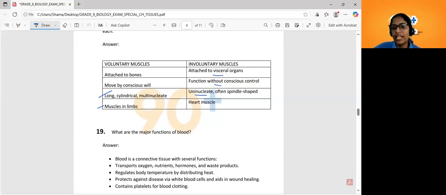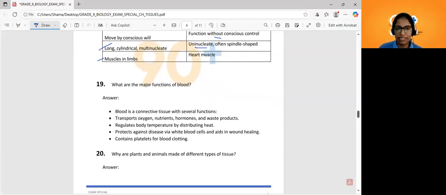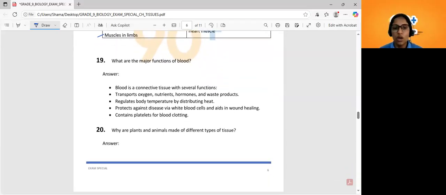They are uninucleate and often spindle shaped. This is the spindle shape. And they are seen in heart muscle. So that is about involuntary muscle or smooth muscle. And the 19th question is, what are the major functions of blood?